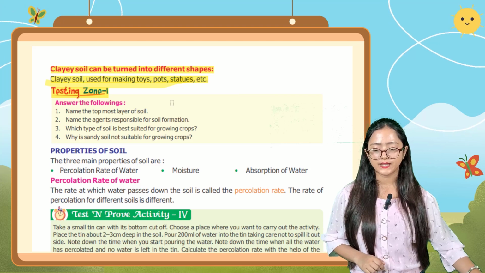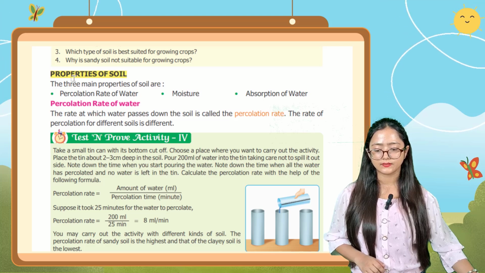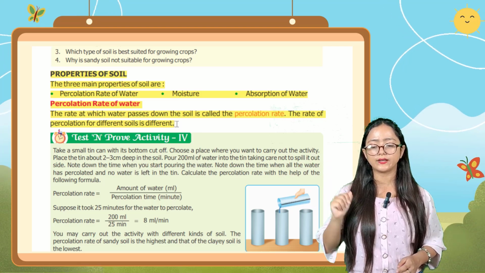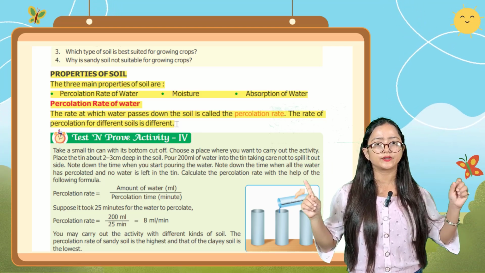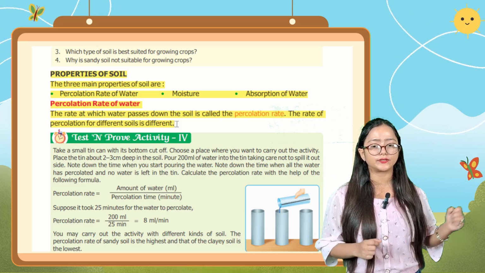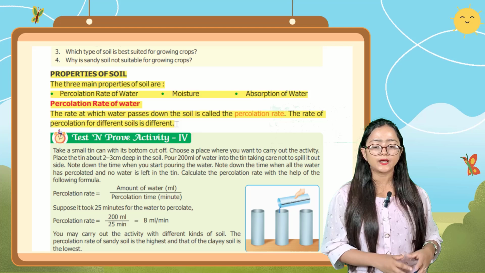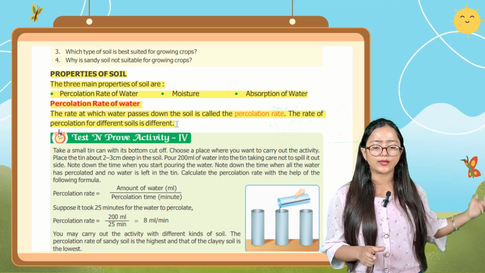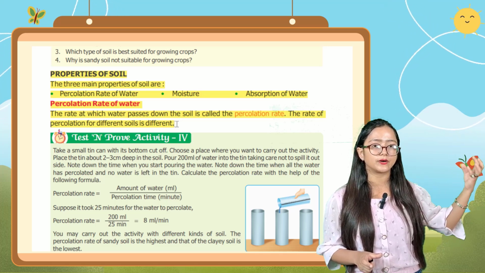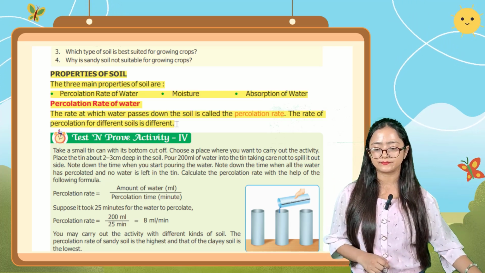Next is properties of soil. The three main properties of soil are: first, percolation rate of water; second, moisture; and the third one is absorption of water. So the first thing is percolation rate of water. The rate at which water passes down the soil is called the percolation rate, and the rate of percolation is different for different soil.